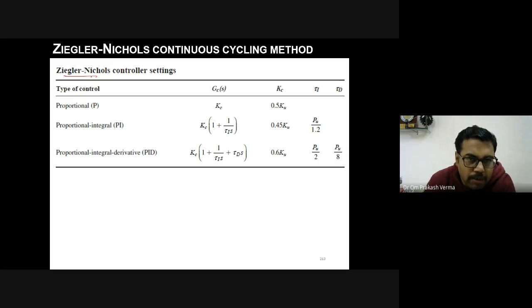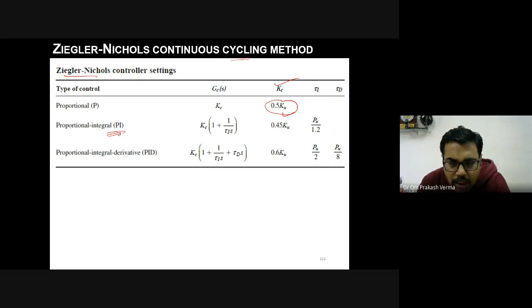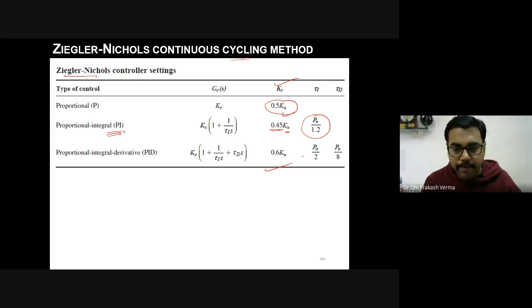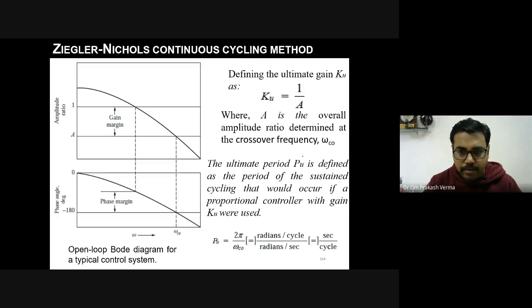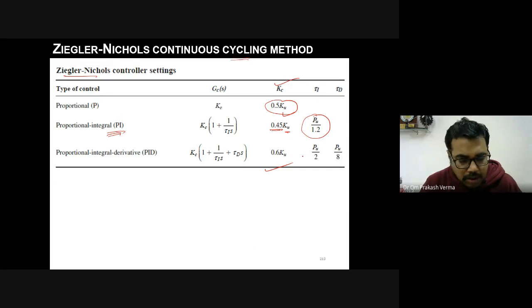found by Ziegler-Nichols from the closed loop cycle. It is also known as the closed loop method, also known as the Ziegler-Nichols continuous cycling method. Okay, so once you have calculated the Ku, multiply by 0.5, and you can calculate the value of Kc. If you want to calculate the value of Kc and tau I for the PI controller, then multiply 0.45 into the Ku, and Pu divided by 1.2 will give the tau I value. Okay, and similar for the PID values, right? Is it clear?